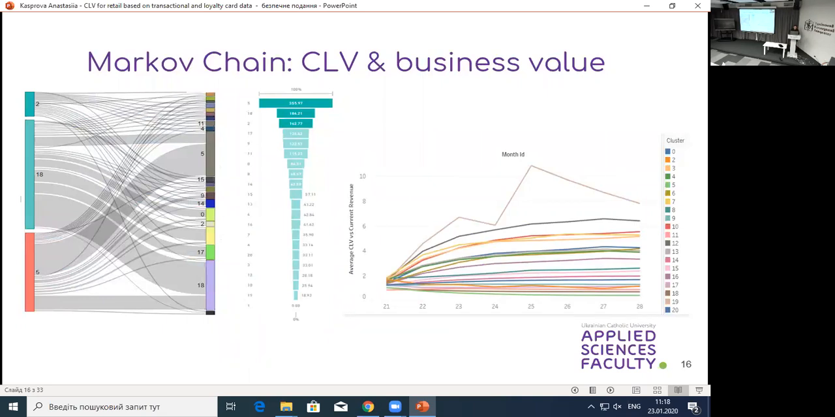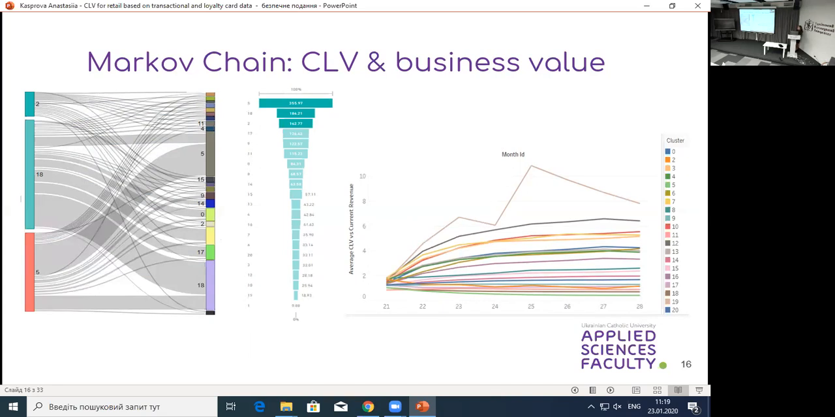With this slide, I would like to show that knowing CLV is very important. However, we still need to pay attention to the visualization we could use. For instance, this transition matrix could be represented as a Sankey diagram. This kind of representation helps us understand how the clusters were formed and what the proportion of customers in each cluster is.